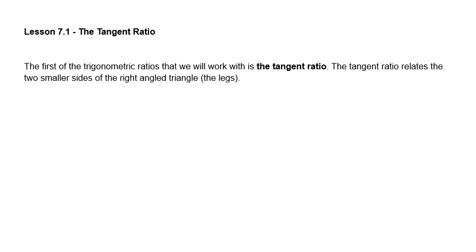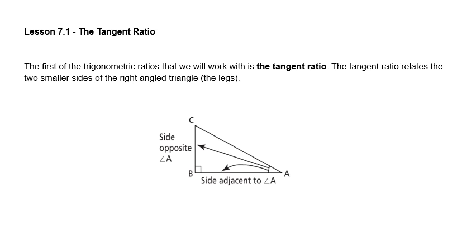So the first trigonometric ratio that we will work with is the tangent ratio. The tangent ratio relates the two smaller sides of the right angled triangle, or the legs. As a review, a right angled triangle has the hypotenuse, which we already knew, but we learned the two other sides, or the legs, can be called the opposite and the adjacent. What we name those sides depends on the angle that we're dealing with, so it's important to first identify the important angle.